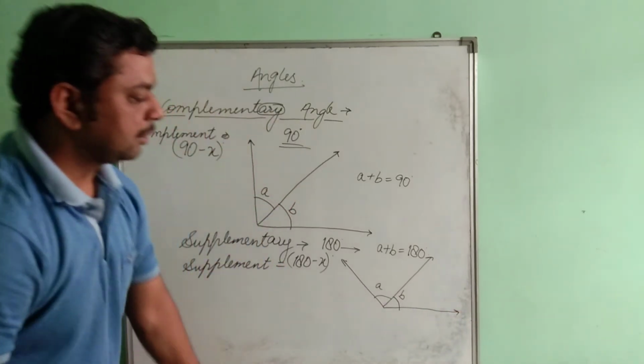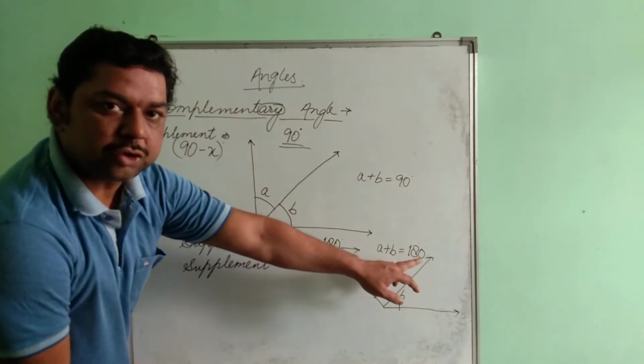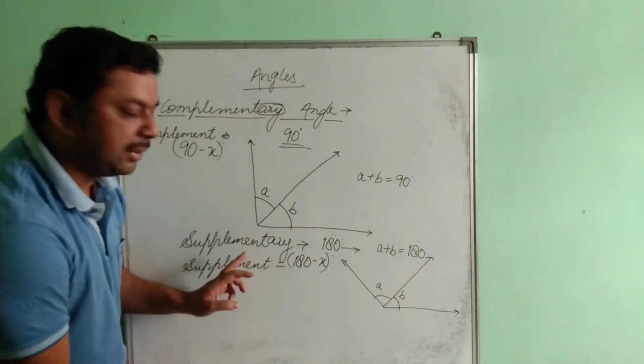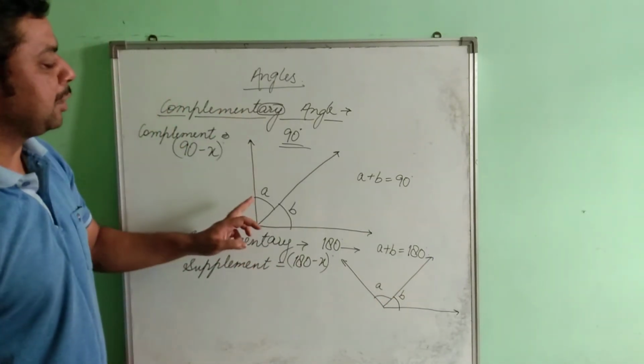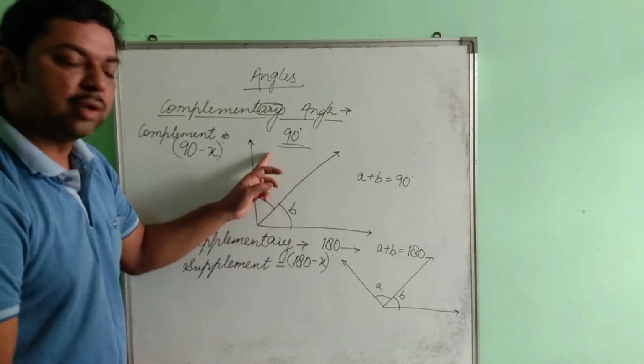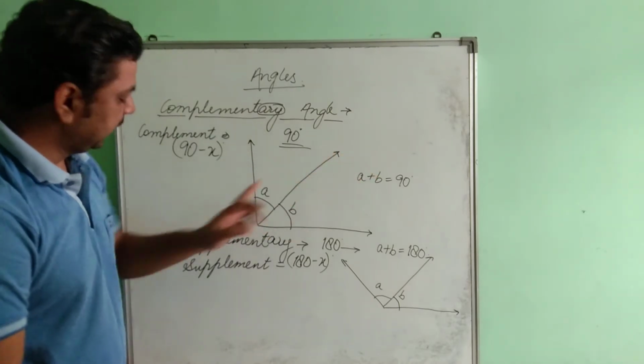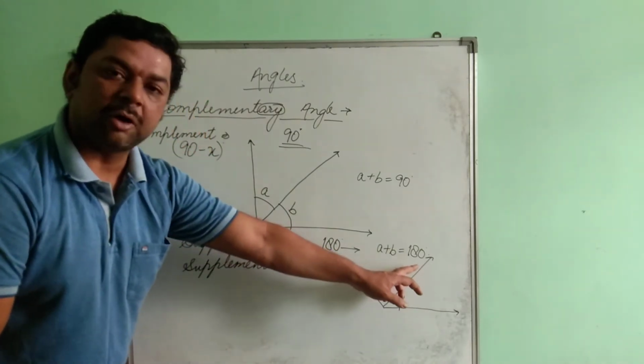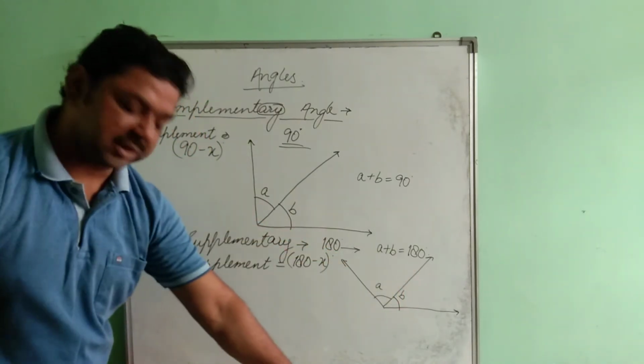Clear? A plus B should be equal to 180 degrees, then only this would be considered your supplementary angle. In the case of a complementary angle, the sum of the two angles should be 90 degrees. In the case of a supplementary angle, the sum of the two angles should be 180 degrees. I hope this is clear.